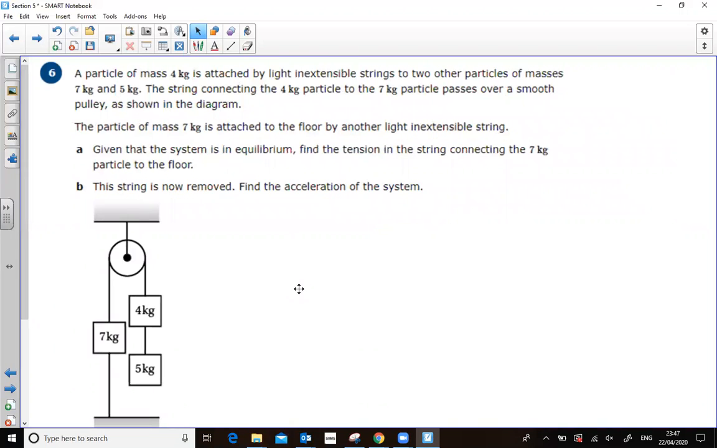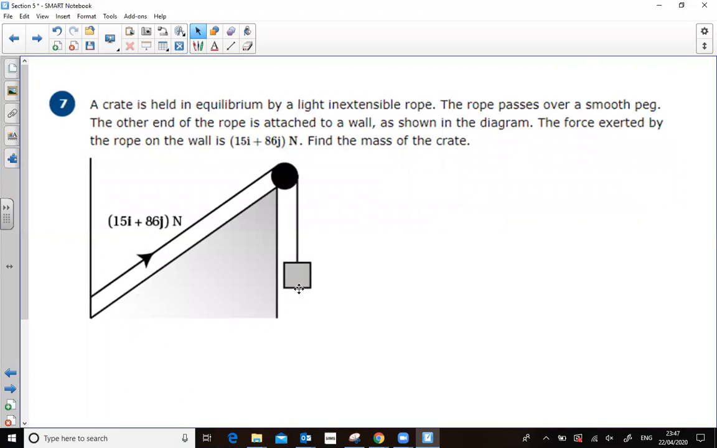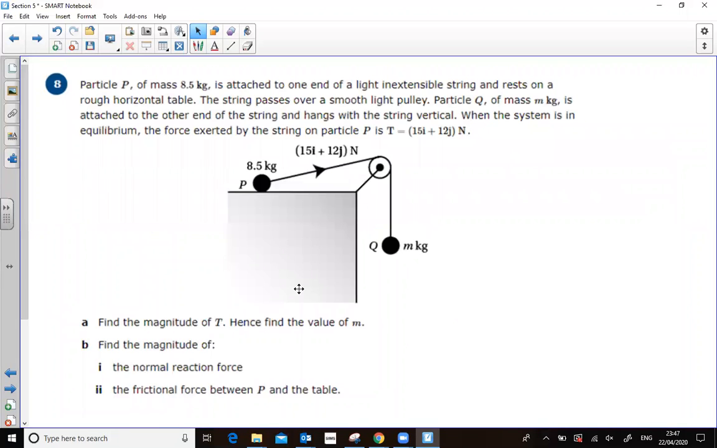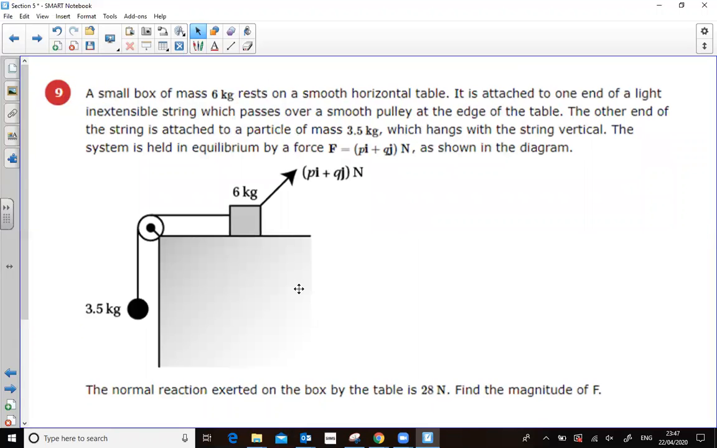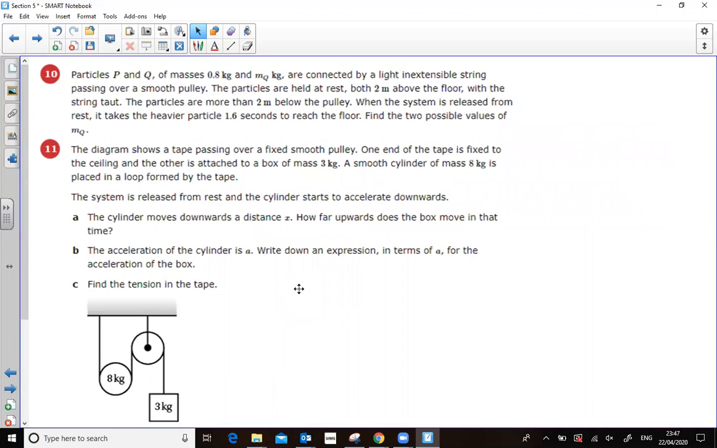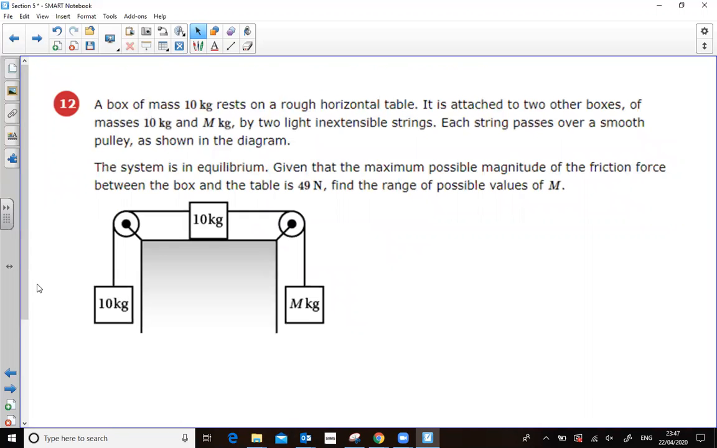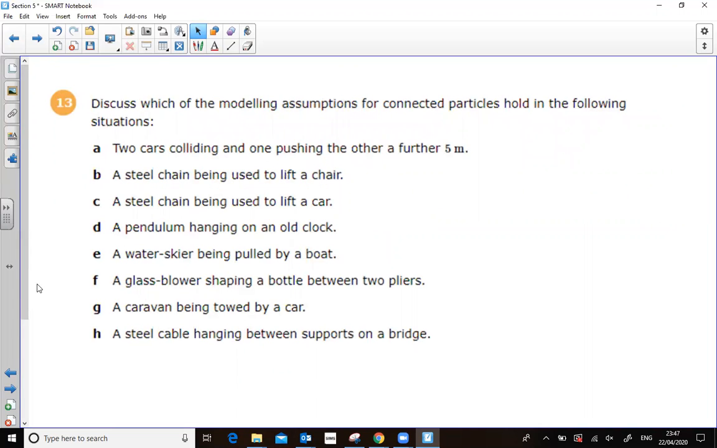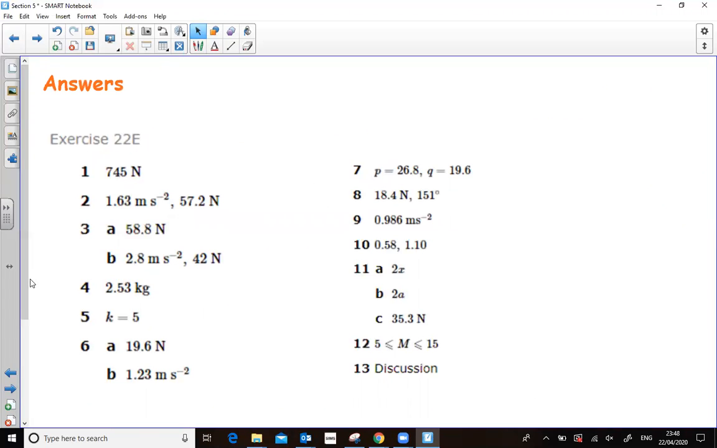Question 6, question 7, 8, 9, 10, 11, 12, and at the end, question 13. And here are the answers.